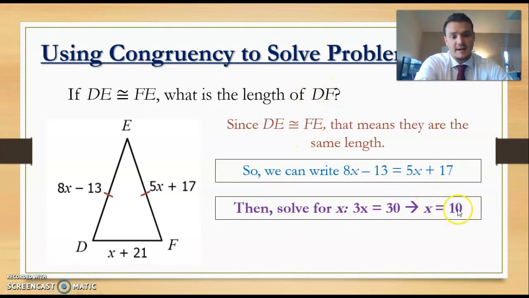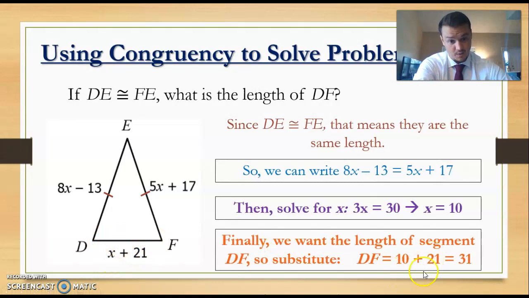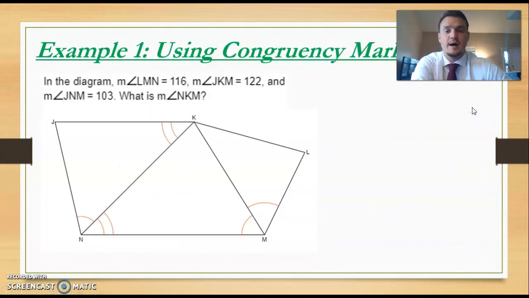So I'll take my value of x, which is 10, plug it in here, and then get DF equals 10 plus 21, which is just 31. Hopefully that's pretty straightforward. So again, if two segments are congruent, they have to be equal. So set them equal to each other, and then solve for the unknown variable, and then whatever they want you to figure out in the problem, use the variable value to do that.